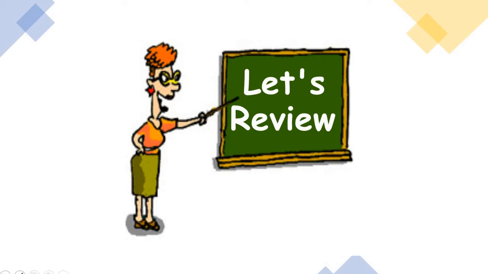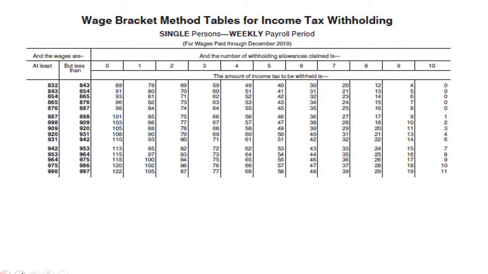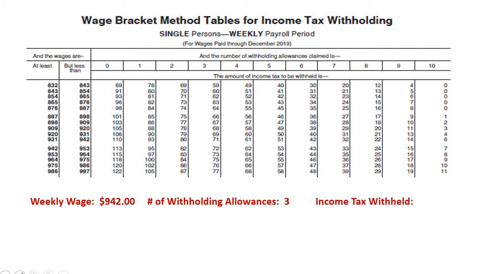All right, let's do a little bit of review of what we were last discussing. We were looking at this table for income tax withholdings, and we went through and determined our answers based on what information we were given. If I have 942 as my weekly wage and three allowances, what is the amount of income tax withheld? $72. We just looked in the table and there it was.